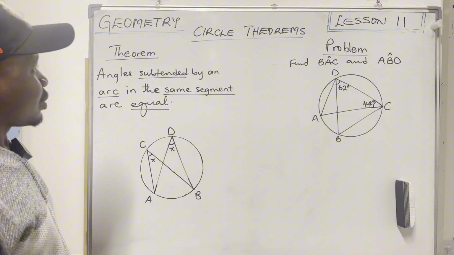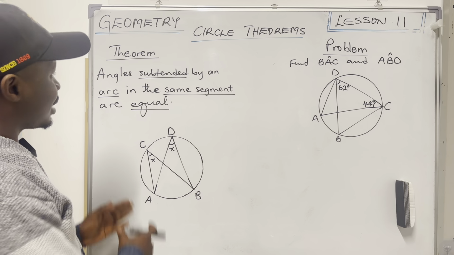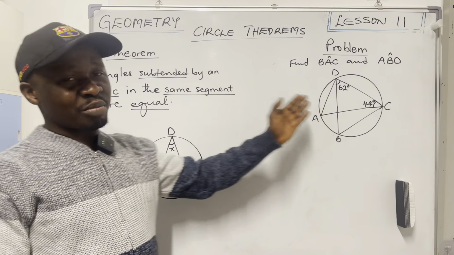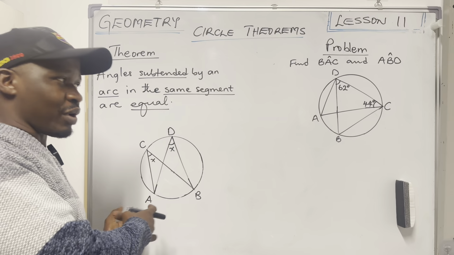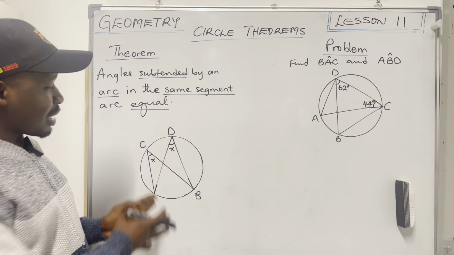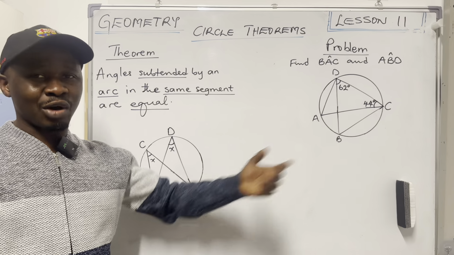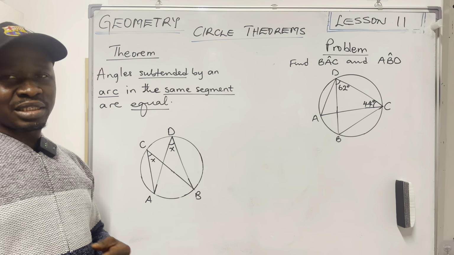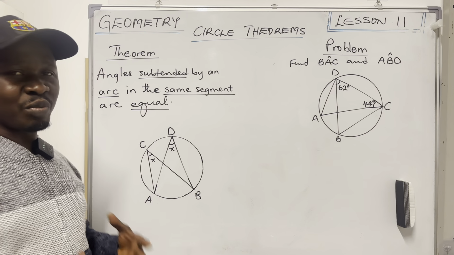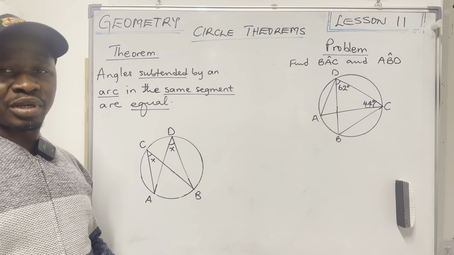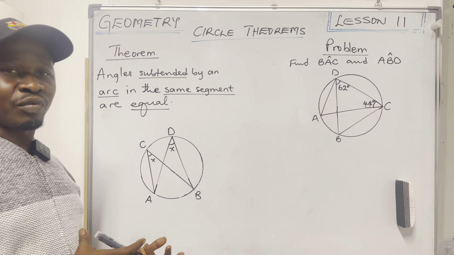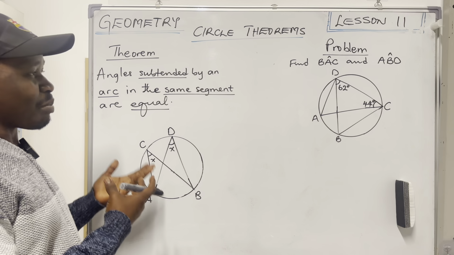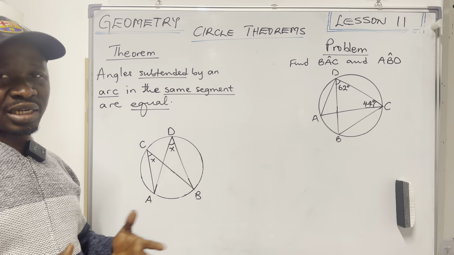All right. So what I decided to do is, here is the theorem and here is the problem related to this theorem. You need to understand the theorem, then you'll be able to understand how we solve the problem. As I said in lesson 10, when we talk about a theorem in geometry, it's a principle, a rule we apply to solve a geometrical problem, especially when it appears in a diagram.